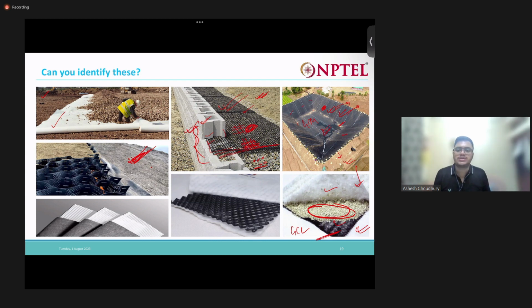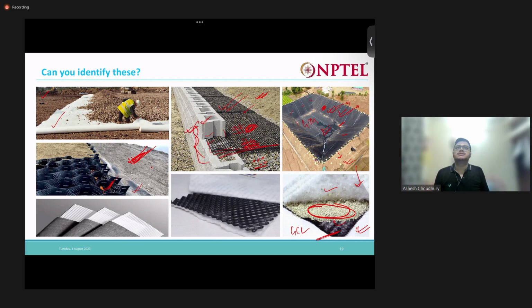So whenever a geocell is placed, it's not just placed on the ground. After the ground is leveled, a geotextile layer is placed above that, then this geocell is placed, and then we fill the geocell with soil. Geocell actually has many different uses also.